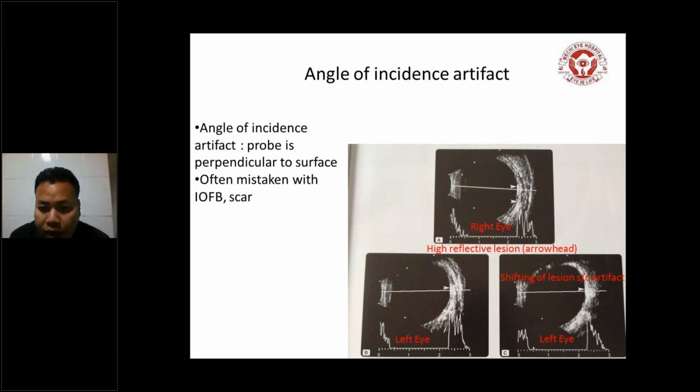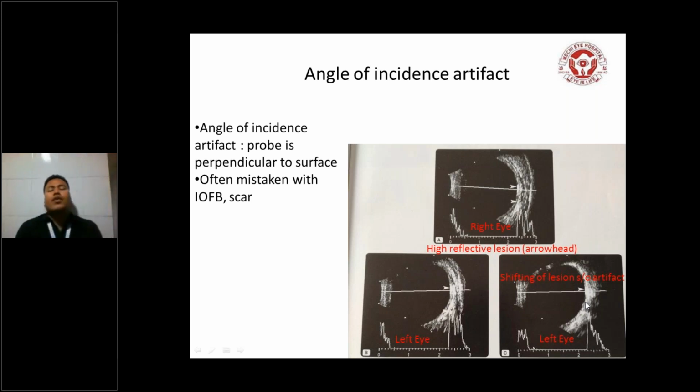We can see here in the upper picture there is a lesion at the macula, and in the below picture, for the other fellow eye, a lesion at the macula. But when we shift the probe, it moves to the superior nasal to the disc. So in this case we can see the lesion at the macula, and now it is shifted to the superior nasal, and we all know the macula is inferior temporal, so it is not a lesion, it is an artifact.